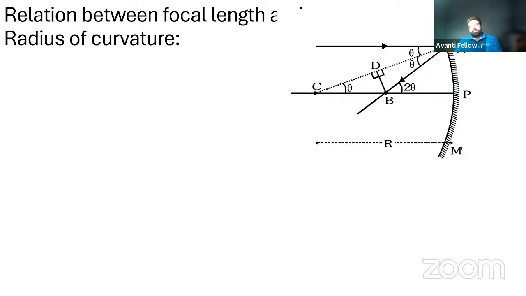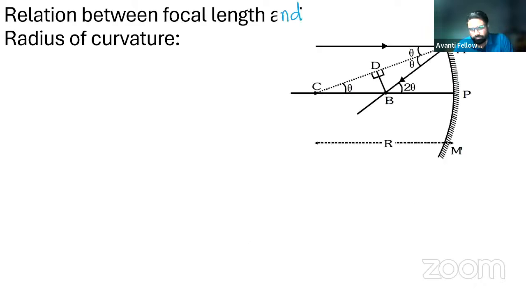Now this is very important here: the relation between focal length and radius of curvature. We have taken the example of a concave mirror here. Now look, in this concave mirror, just a second, here for example, this ray is a paraxial ray.